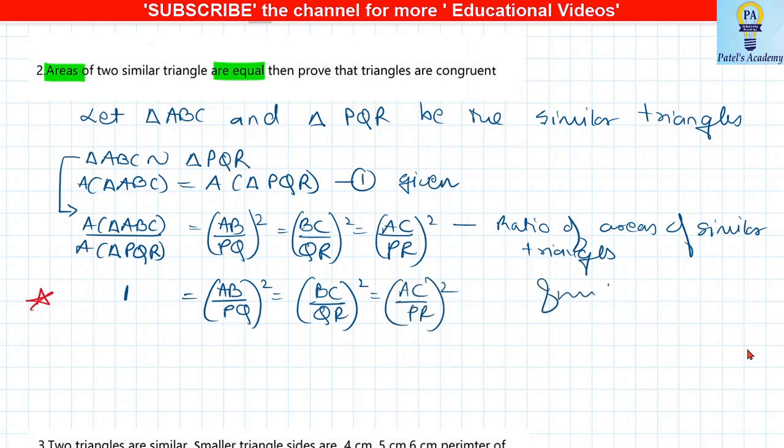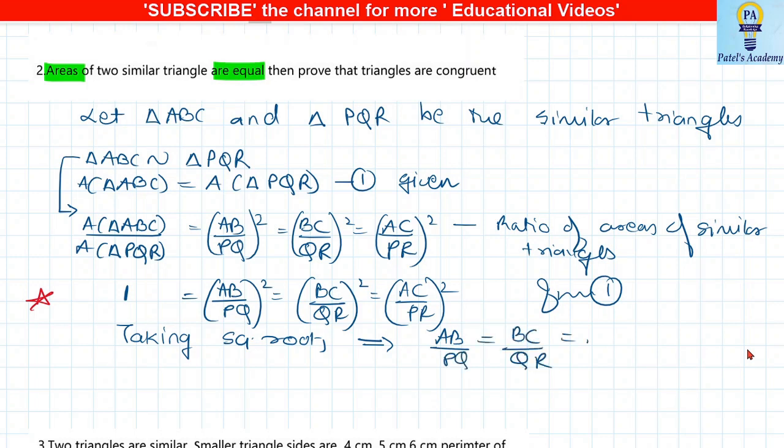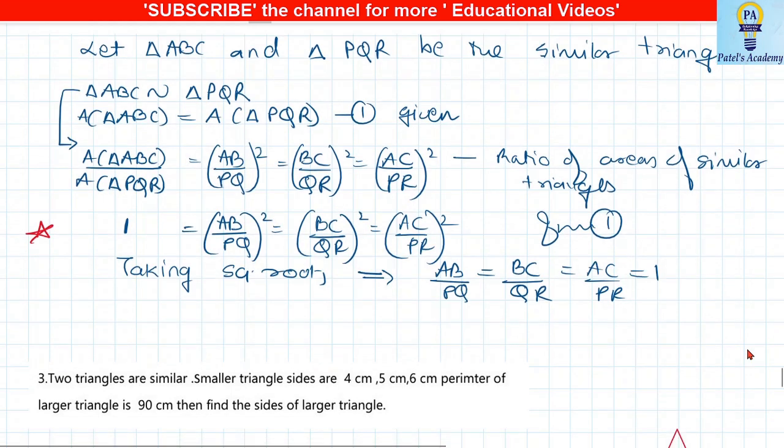Reason from 1. Now if I take the square root of all the terms, the square root of 1 is 1. So after taking the square root, what I'll get is AB upon PQ equals BC upon QR equals AC upon PR equals 1, right? After taking square root, we'll get this.